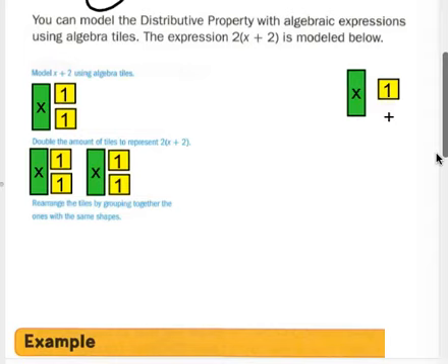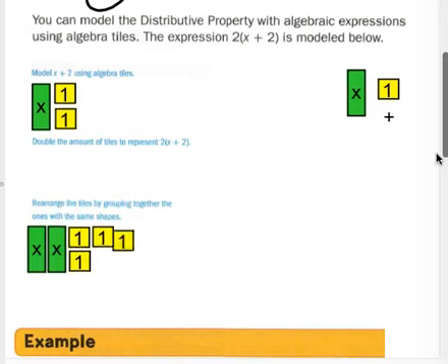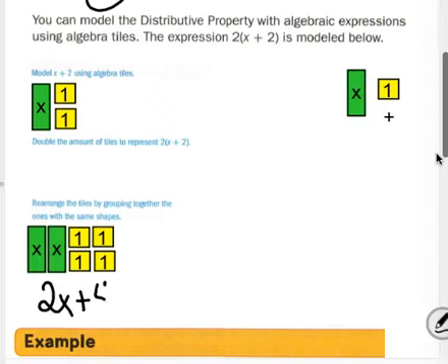All right, and then the last step is we simply take the tiles that we have and we rearrange them to create one single expression. So I take my 2 x's and I can put those two together. All right, and then I can take all 4 of my 1s and I can put those together. Just like that. And then this becomes the expression. How many x's? I have 2 x's and I have 4 positives, so that's plus 4. So as you can see, we can turn that into 2x plus 4.